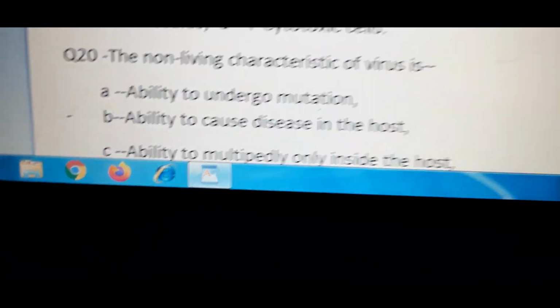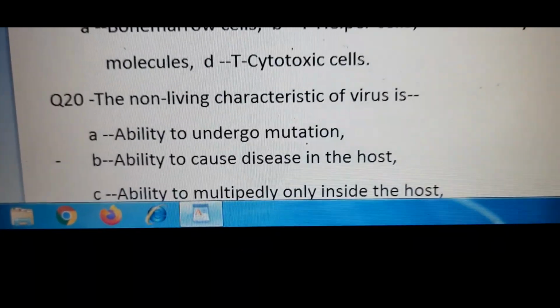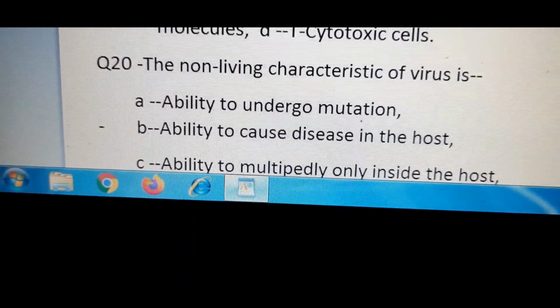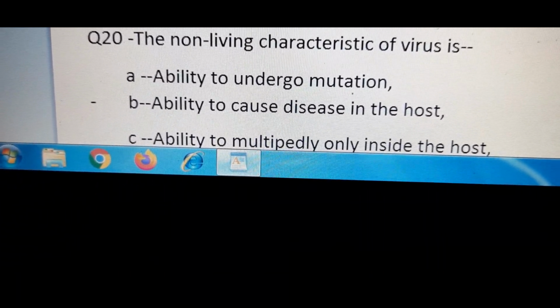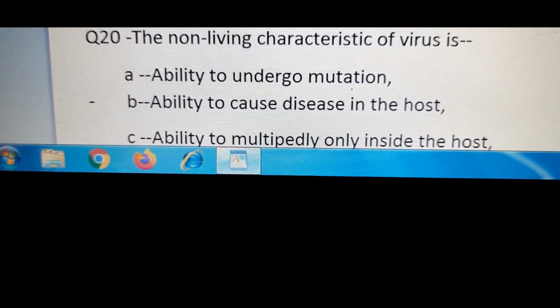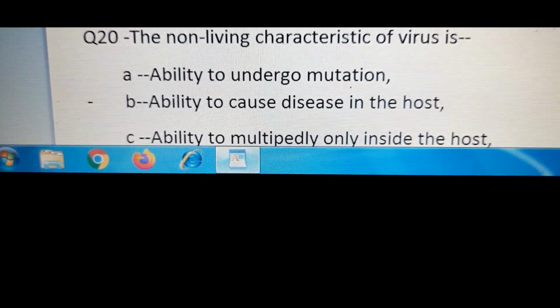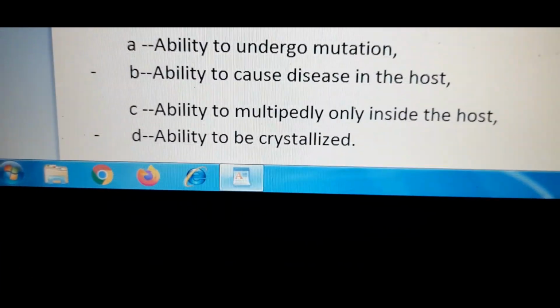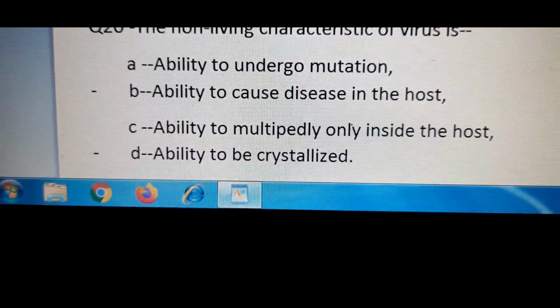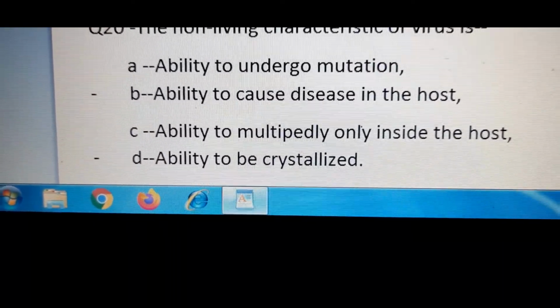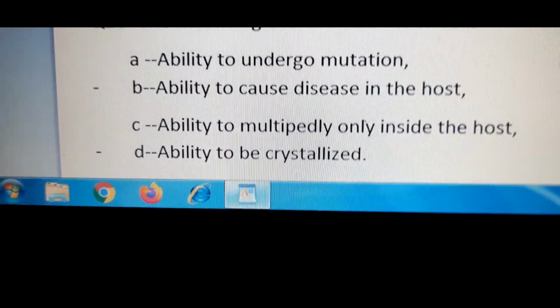That is nothing but, see, living beings undergo mutation, but it's not undergoing mutation actually. Then B is ability to cause disease in the host. Yes, it causes disease in the host, but outside it is non-living. And ability to multiply only inside the host, this is also its character. These are characters of viruses.